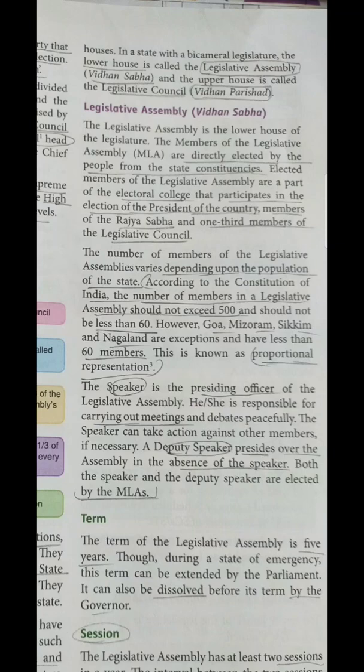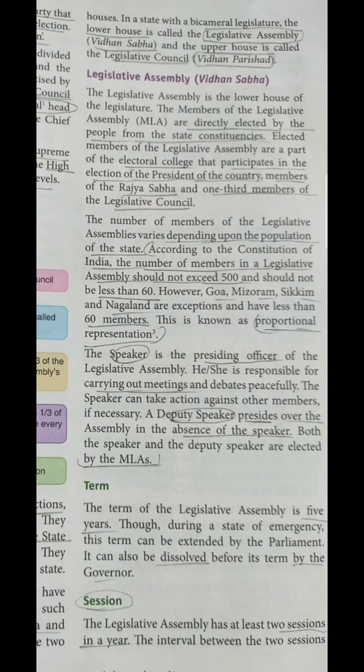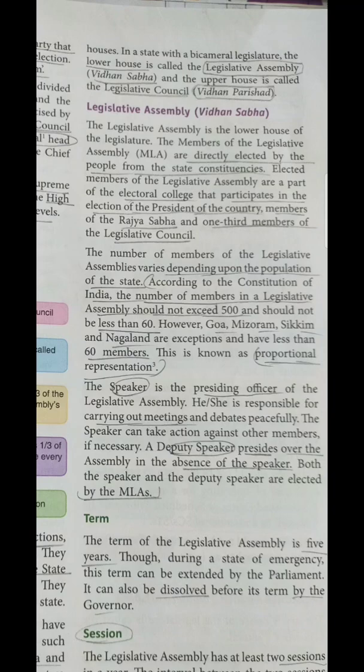Moving further, now we are going to discuss the legislative assembly in detail, that is Vidhan Sabha. How is the functioning of the Vidhan Sabha? Who is eligible to become a member of the Vidhan Sabha? What is the time period for the Vidhan Sabha? How long is the tenure? Sessions? We are going to discuss all such things in detail.